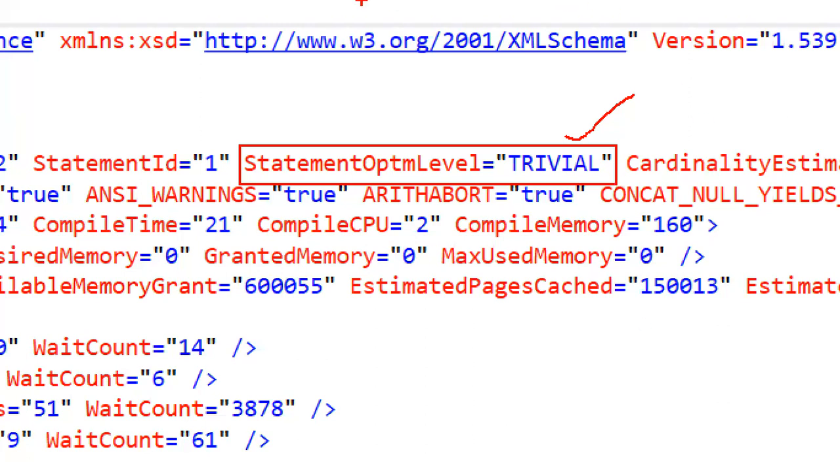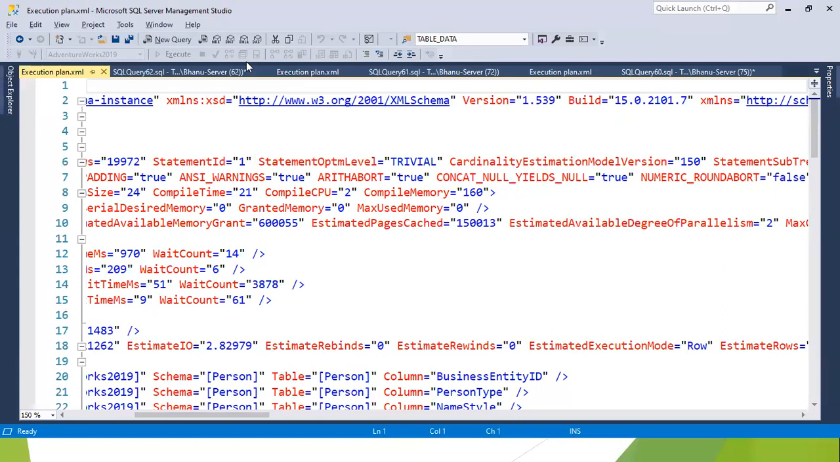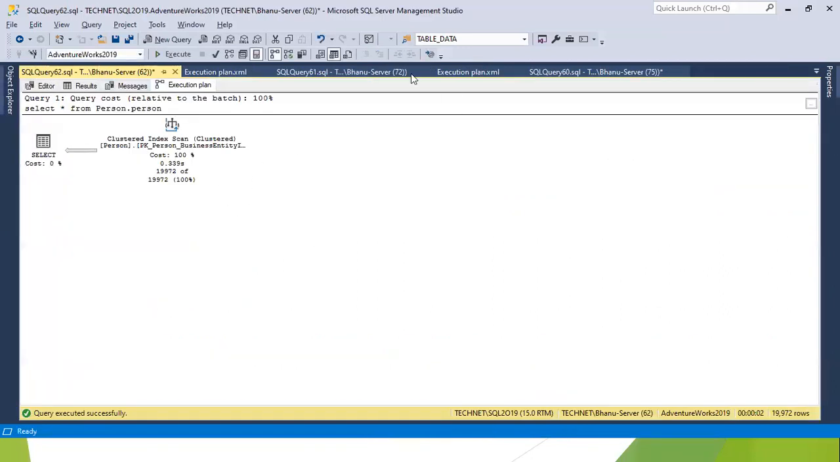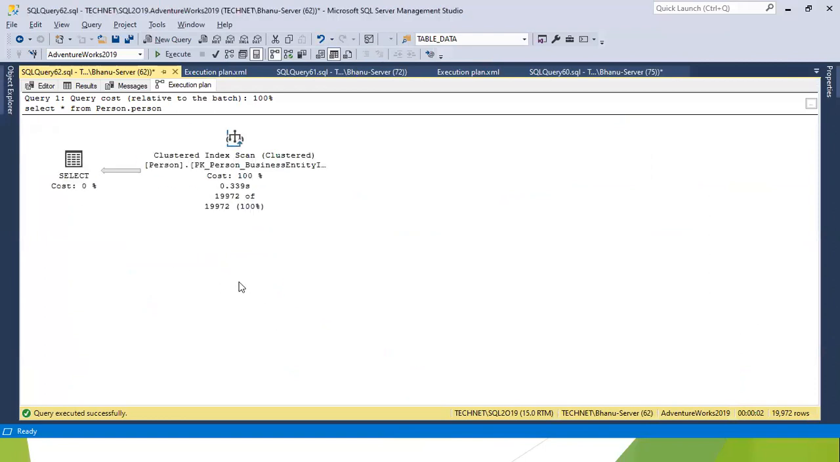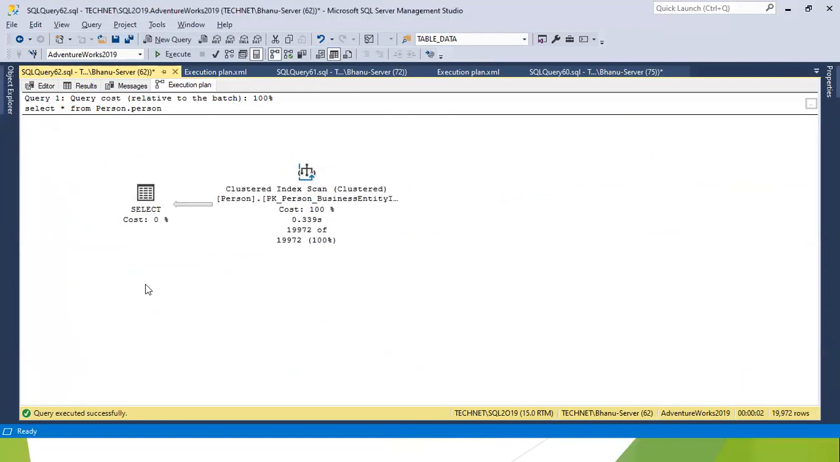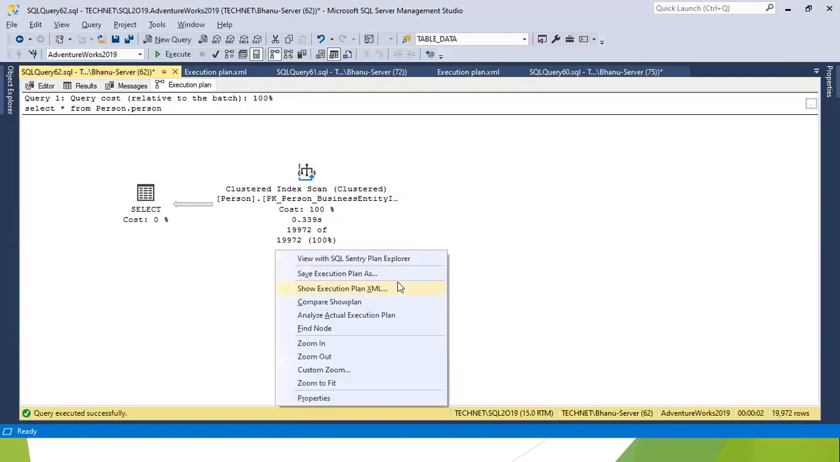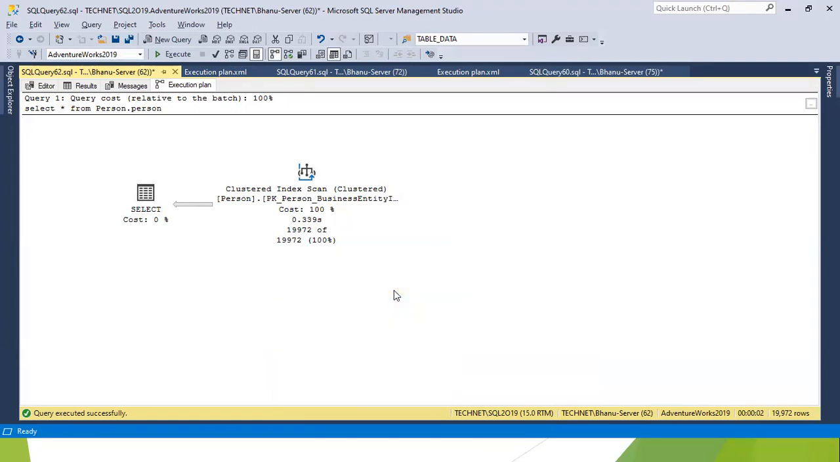Can I ask a question here? Yes, please. Can you show us again how you open this XML plan? Sure. Again, this is just to show you how the trivial plan looks, how the keyword trivial looks in the XML plan. You can just right-click on the execution plan and go to Show Execution Plan XML. Oh, thank you. Sure.